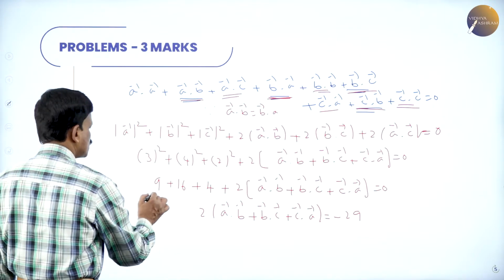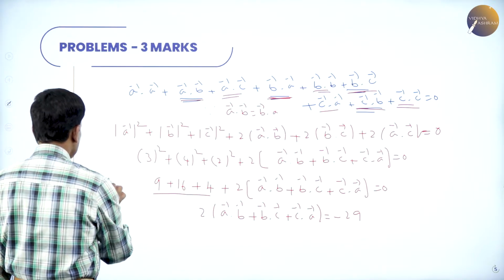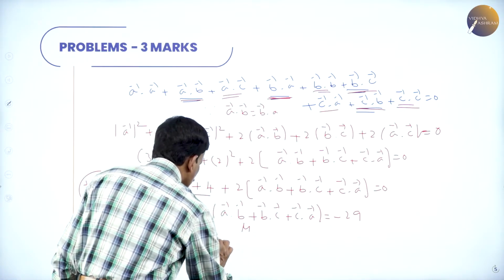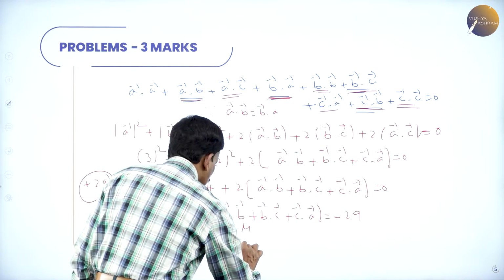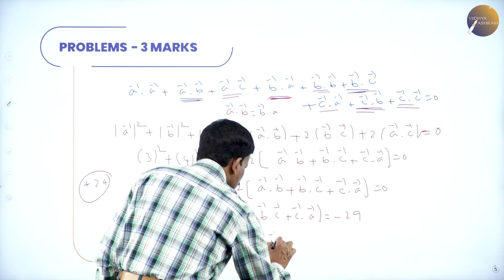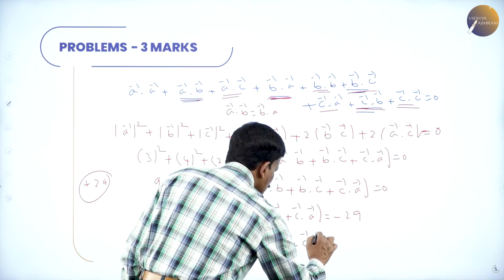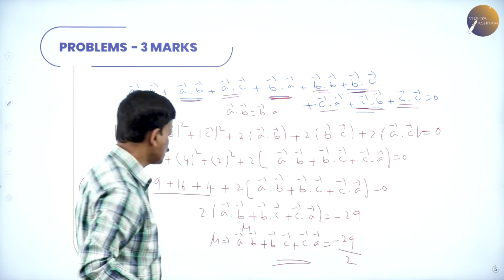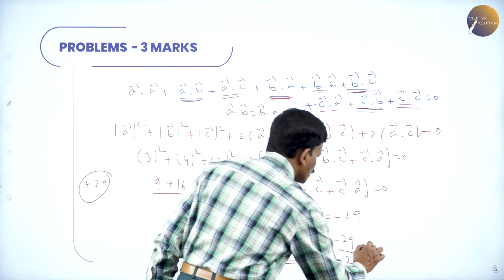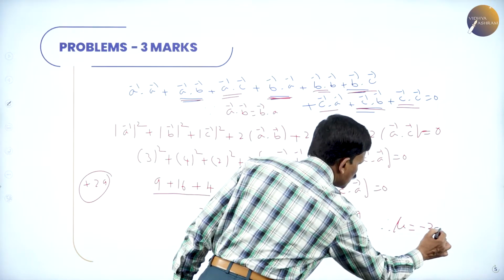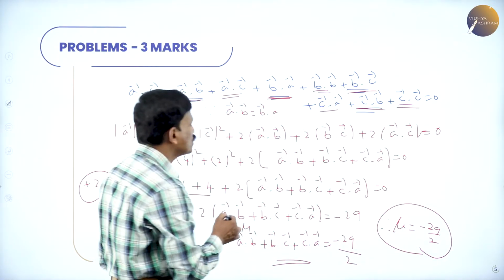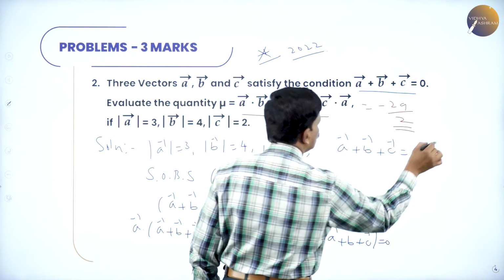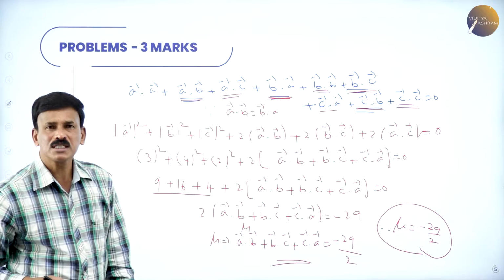So, this is 16 plus 4 plus 9 is 29 plus 29, transfer to the right hand side it becomes minus 29. If you consider this as mu, therefore mu is nothing but A dot B plus B dot C plus C dot A is equal to minus 29 divided by 2. So, this is the required answer. So, therefore, the value of mu is equal to minus 29 by 2. What is mu? Mu is nothing but A dot B plus B dot C plus C dot A is equal to minus 29 by 2 is the required answer.